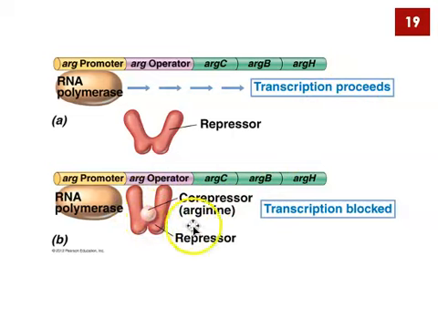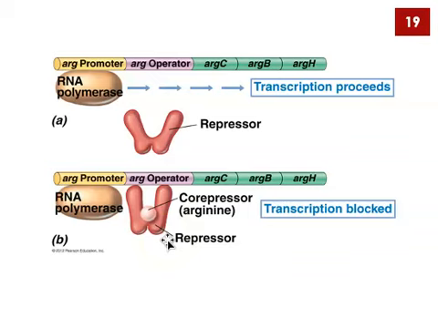Now you'll notice they have it labeled as co-repressor. Don't worry about that term. Just know that it's the arginine itself that is going to come in and bind to this red repressor protein. And when it binds, it's going to make the repressor protein change shape. That's going to allow it to bind to the operator region. And it literally acts like a wall. It acts like a block.